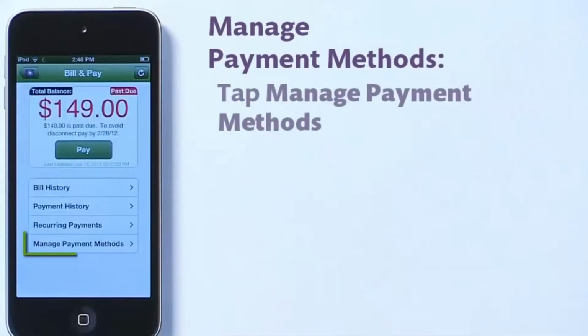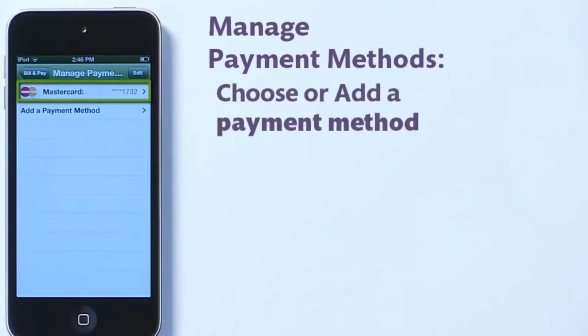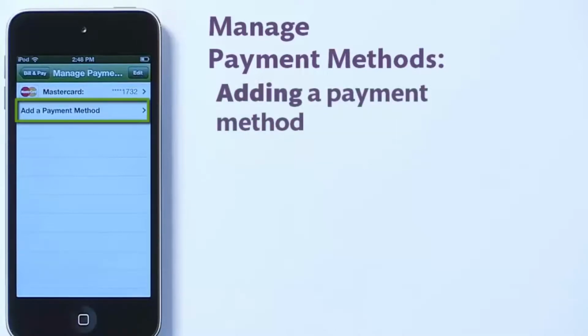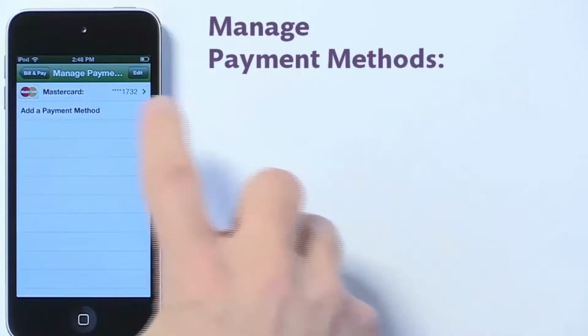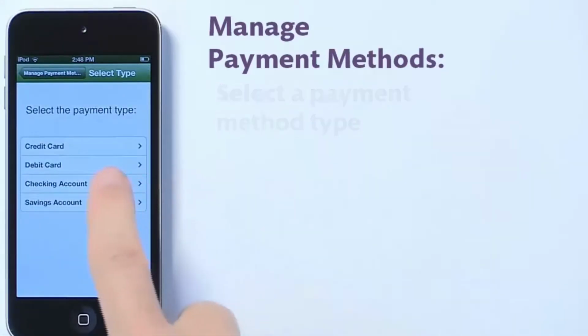Tap Manage Payment Methods. The Payment Methods screen displays any payment methods you've stored for use with your SmartHub account. To add a new payment method, tap Add Payment Method in the table. Select the appropriate payment type, in this case, a checking account.